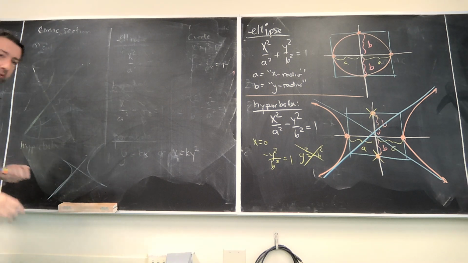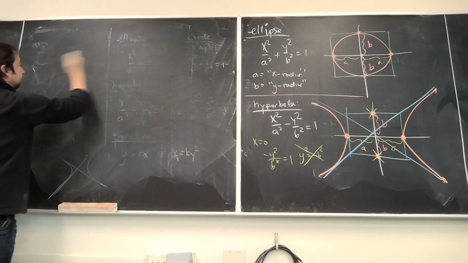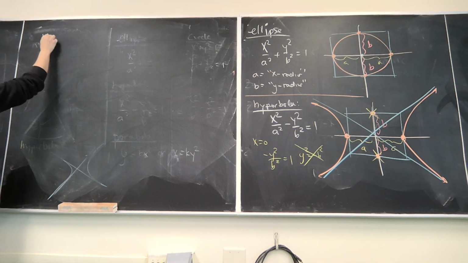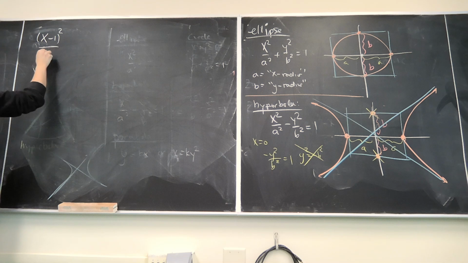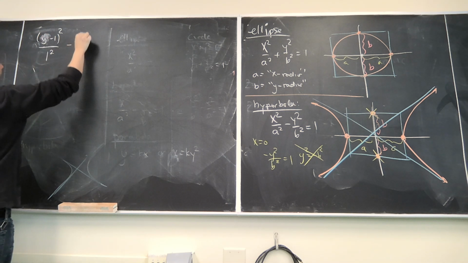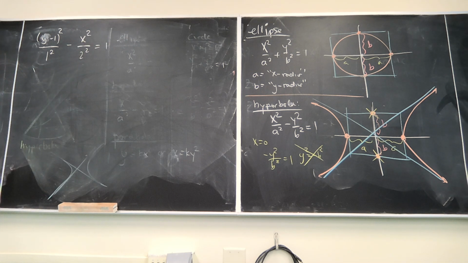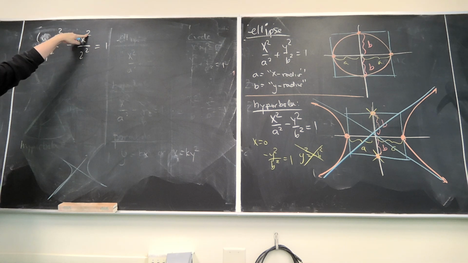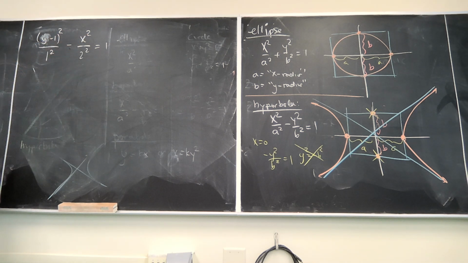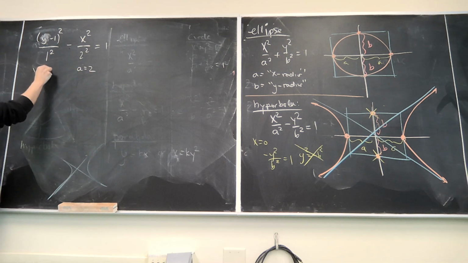So let's actually do a slightly more complicated one here as an example. In fact, if I gave you a shifted one, x squared over 2 squared minus y minus 1 squared over 1 squared is equal to 1. That's a hyperbola because we still have two quadratic terms. They have opposite signs. Whatever is happening here, my x radius a is equal to 2 and my y radius b is equal to 1.